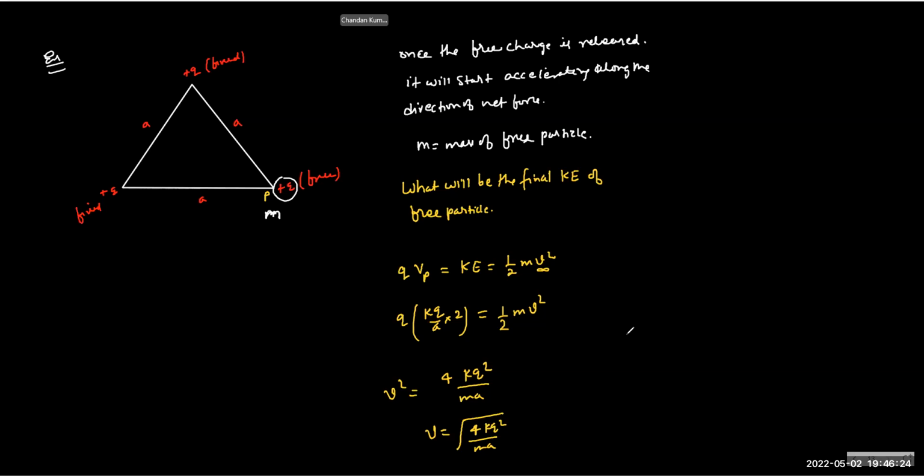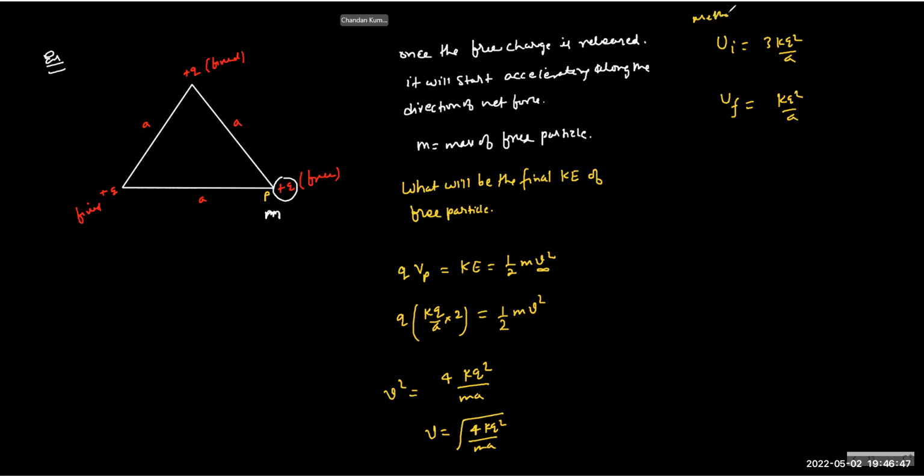The other way of thinking is: what is the initial mutual energy of the system? The answer is simple: 3kq² by 8. But finally, because the third charge is not there, the mutual energy will be only between the first two.